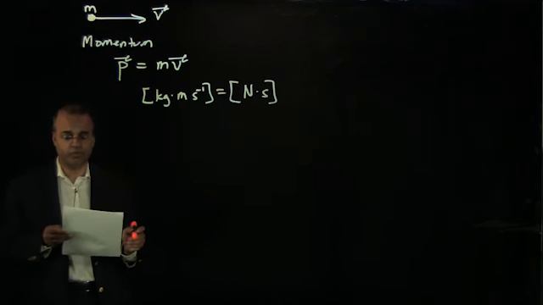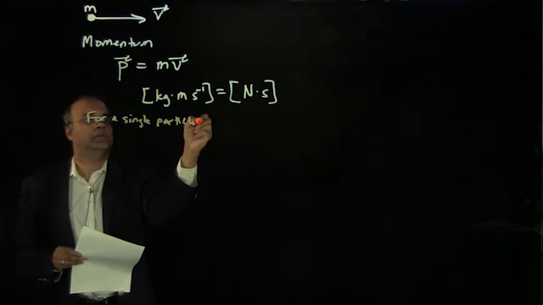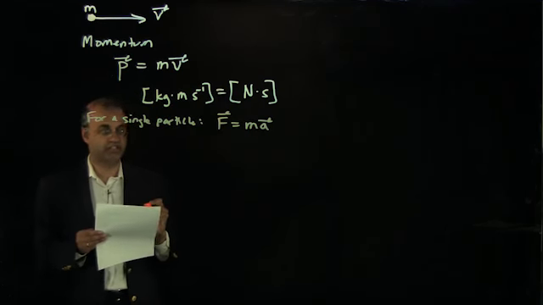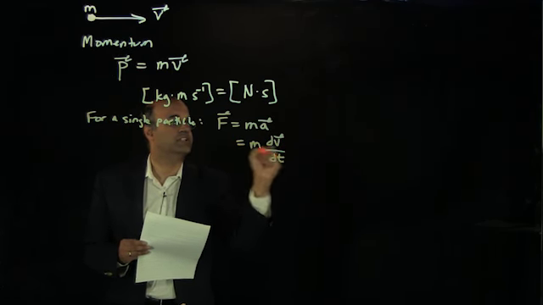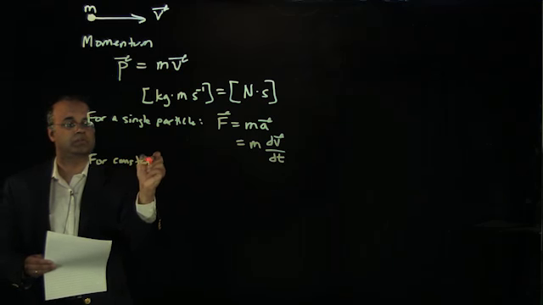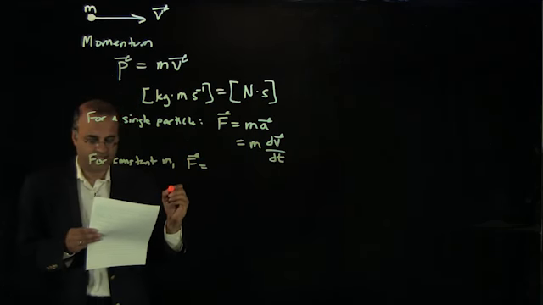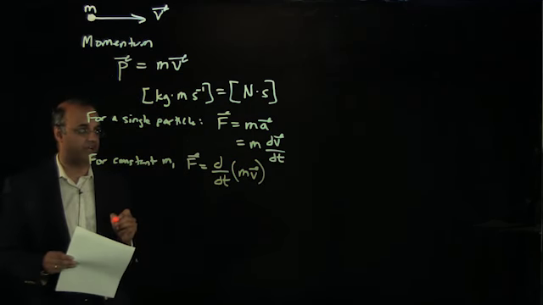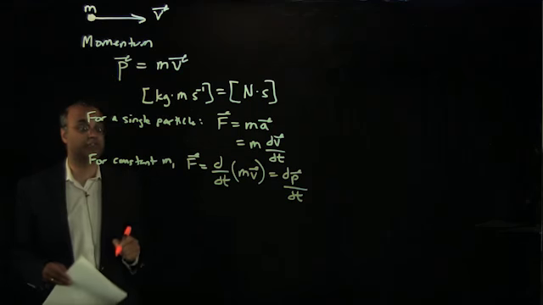Now we've seen that for a single particle, we can write Newton's second law as the force is equal to the mass times the acceleration. Or equivalently, we can write that as the mass times the time derivative of the velocity, dv/dt. Now, if m is a constant, then I can rewrite this as F is equal to the time derivative of the mass times the velocity, or equivalently as the time derivative of momentum, since mv is just equal to p.